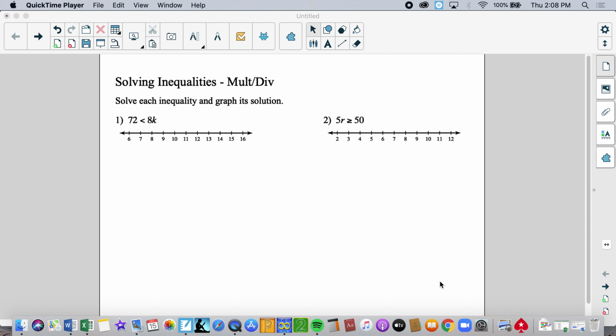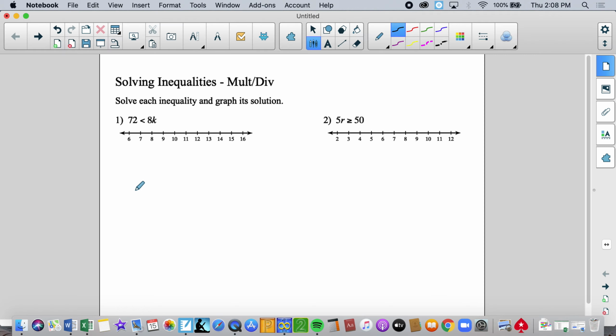We are going to take the second part of solving for inequalities, and we're going to focus on multiplication and division. So when we see an inequality like this, what's happening to the variable? The variable is being multiplied by 8, so the inverse of multiplying by 8 is dividing by 8. 72 divided by 8 gives me 9 is less than k.